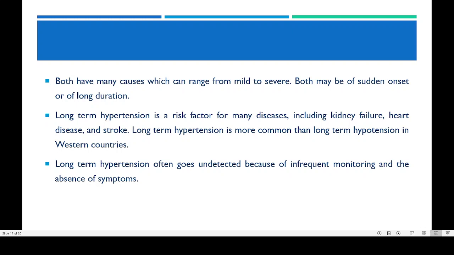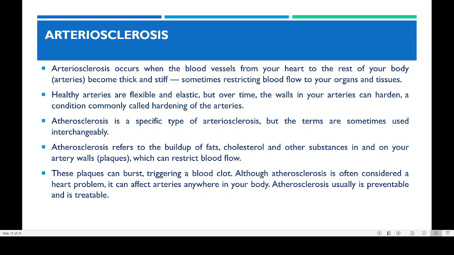I think today we will stop here. Then there is another topic which we call arteriosclerosis, about which I will discuss next.